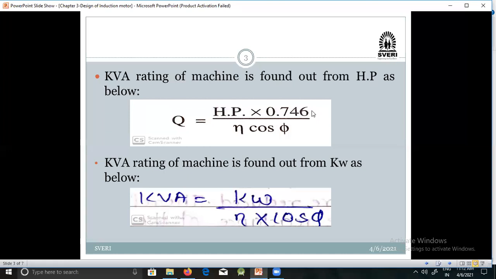Now see, whenever the ratings or output of that motor is given in HP, horsepower, how to convert it into the kVA? See, there is a formula: HP into 0.746 divided by eta into cos phi. Okay, where HP is nothing but the given output rating of that motor. Then 0.746 is the constant. Eta is nothing but the efficiency of that particular motor.